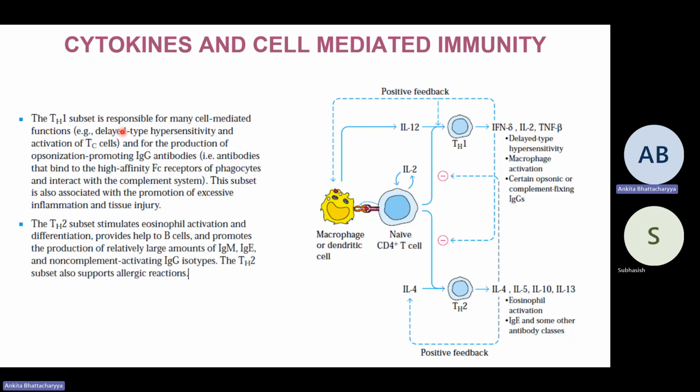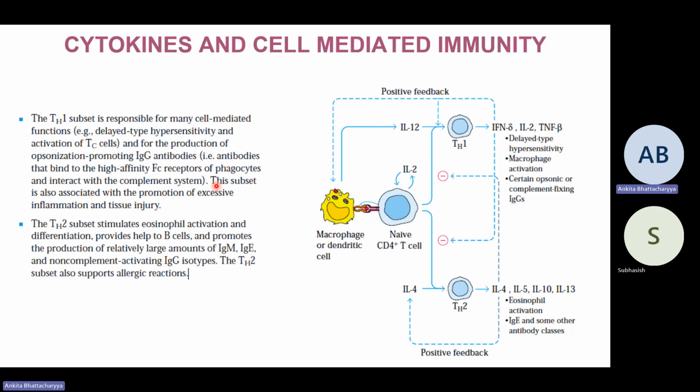The Th1 subset is responsible for many cell-mediated functions, including DTH, or delayed type hypersensitivity, which I'll be discussing briefly today, and activation of T cytotoxic cells. It is also very important for production of opsonization-promoting IgG antibodies. They bind to the high affinity Fc receptors of phagocytes, and they coordinate with the complement system, thereby merging the two together. Also, this subset is associated with promotion of excessive inflammation, or basically hypersensitive response, and tissue injury as well.